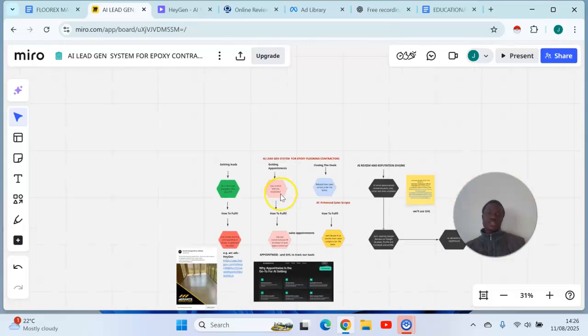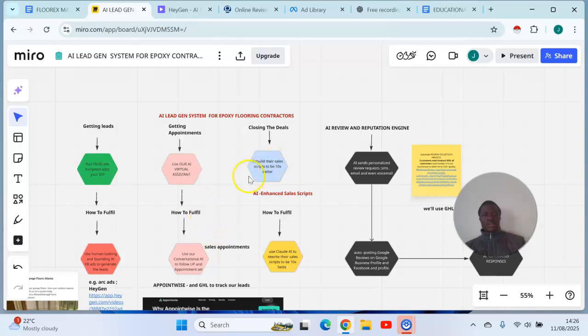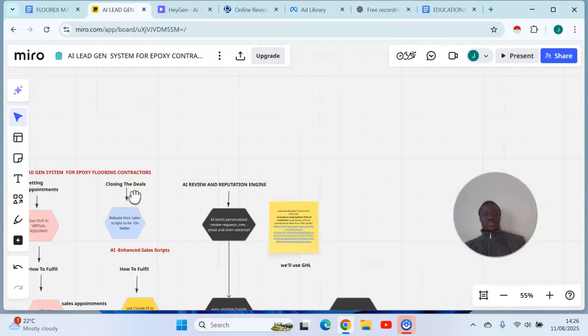This is where our system comes into play. So you can't make an excuse. This is where our system comes into play. Then after getting appointments, we have the closing deal.